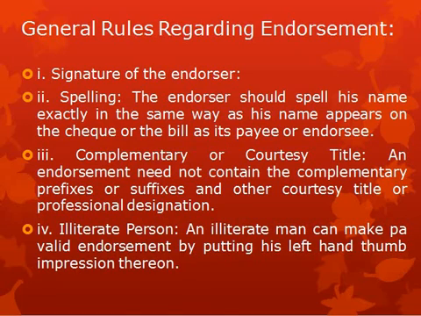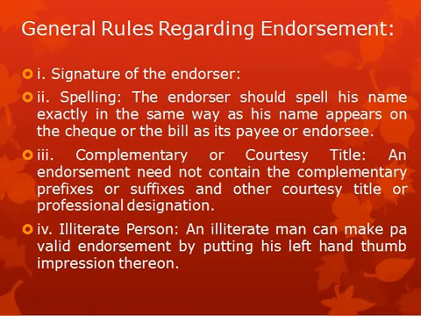Complimentary or courtesy titles: an endorsement need not contain the complimentary prefix or suffix and other courtesy titles or professional designations. So it can have both. Next is literate persons. An illiterate man can make a valid endorsement by putting his left hand thumb impression thereon. In the olden days, when they did not know how to sign, they would put the thumb impression. Like that, illiterates are allowed to put their thumb impression for giving the sign.